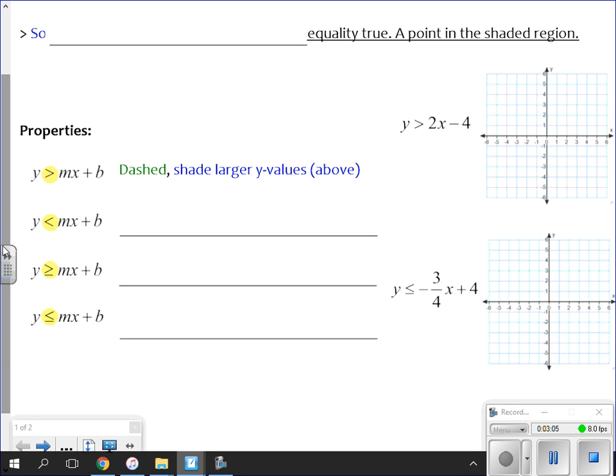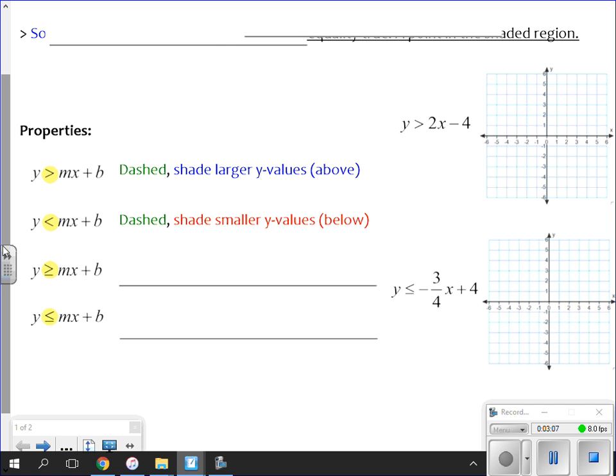When I have y is less than, it is still a dashed line. Okay, it's a dashed line. The reason it's a dashed line is because it's not "or equal to." Y is greater than those values, not equal to those values. Those things on the line are not actually part of my answer. Okay, they're not actually part of my answer.